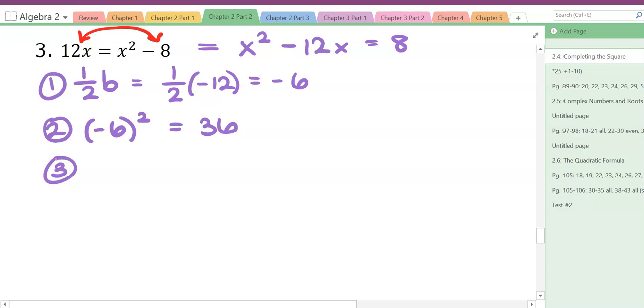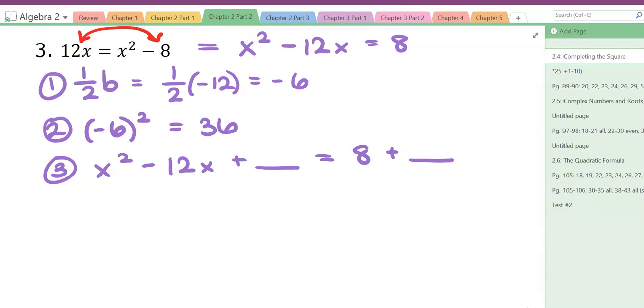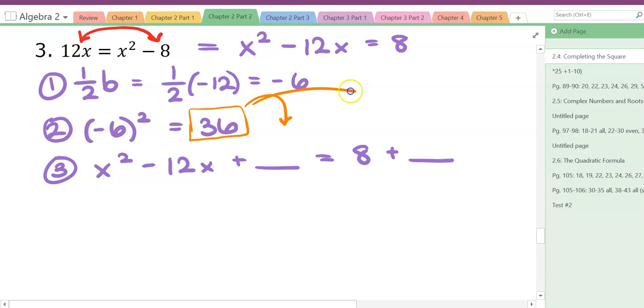Then for step 3, I rewrite it, and this is when I start putting in those blanks. So I do x squared minus 12x plus a blank equals 8 plus another blank. Then remember, your 36, that number from step 2, that's what you put into those blanks. That's why we did that work up above.